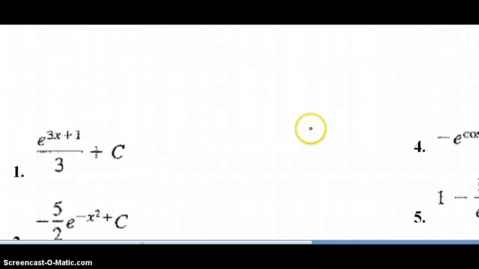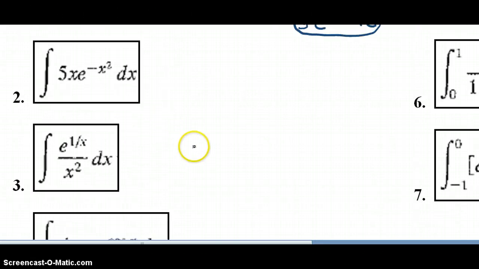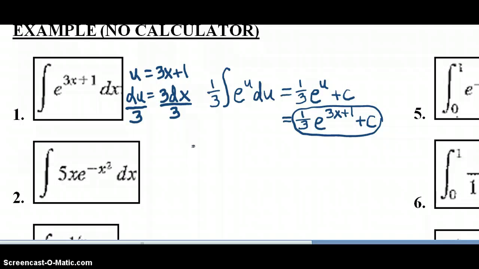And if I scroll down to the scanned in answers, you can see that they actually wrote it as e to the 3x plus 1 all over 3. They multiplied the coefficient and turned it into a fraction. Same answer as what I have circled above here, just a different way of writing it. It's good practice for multiple choice, as you are expected to get to equivalent answers.